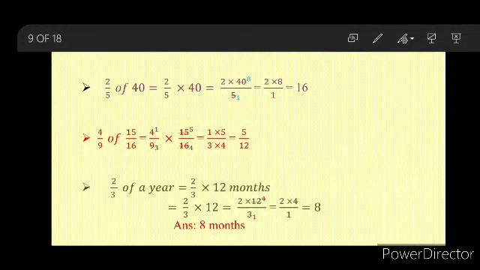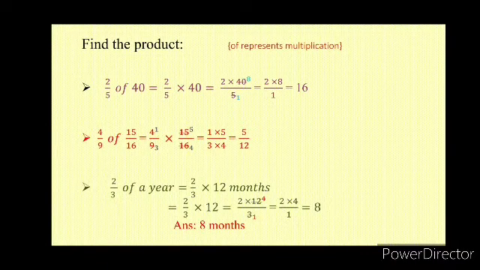And the next, find the product. Here just note down here, of represents multiplication. So some more examples we'll see here. 2 by 5 of 4. Here of means multiplication. So instead of "of" you use the multiplication symbol.